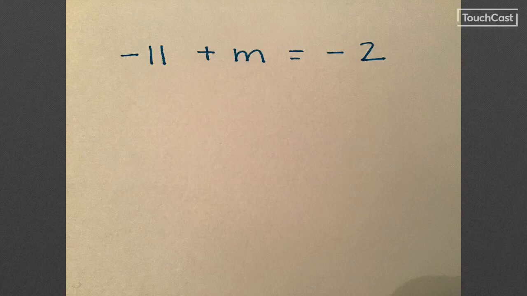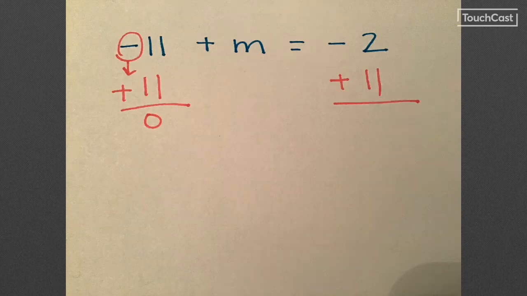Okay, we've got some more negatives. Negative 11 plus m equals negative 2. Now again, when working with negative numbers, we need to use the inverse, which will be addition. So I'm going to do negative 11 plus 11 to equal 0. If I do negative 11 plus 11 on the left, I have to do the same thing on the right. Negative 2 plus 11. Now that's a tricky one.